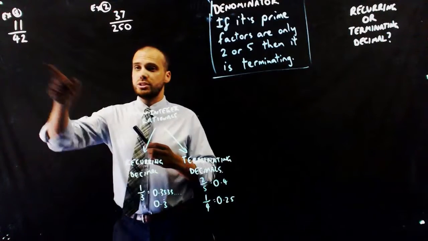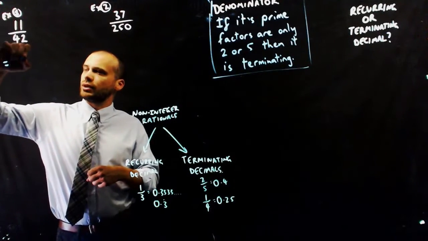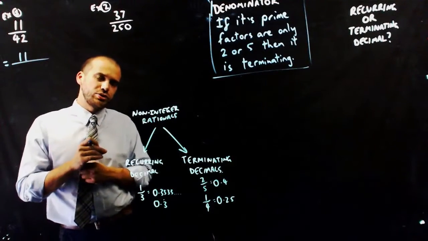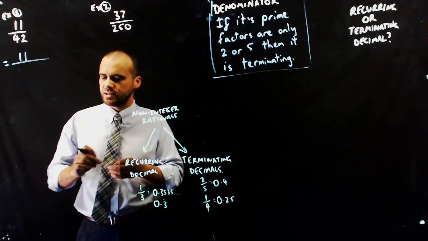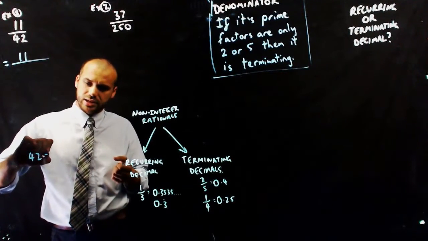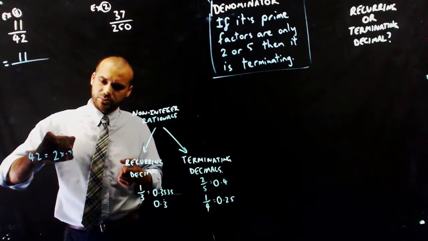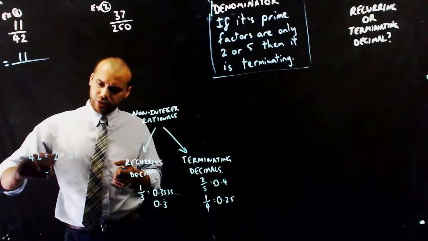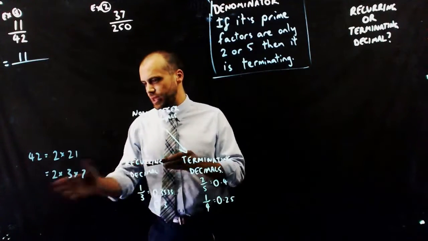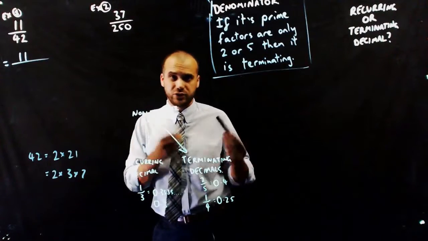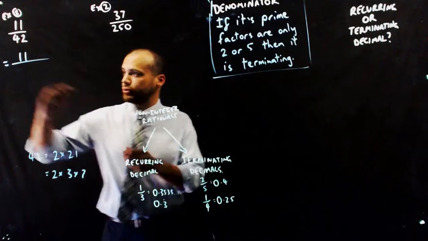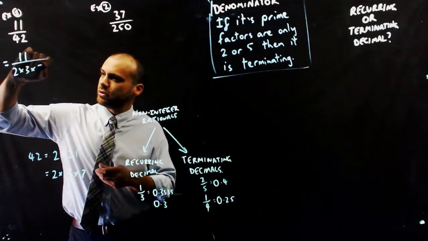But if I use this one as my example, 11 over 42 is the same as 11 over, and then if I break 42 into its prime factors, let's see. 42 can be rewritten as 2 times 21, which can be rewritten as 2 times 3 times 7. There are our prime factors. You remember prime factor trees. 2 times 3 times 7.